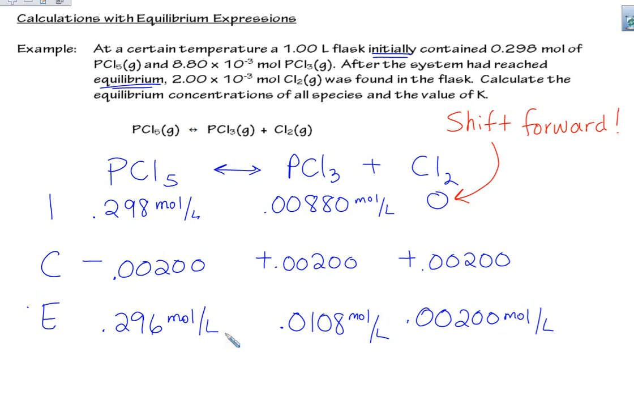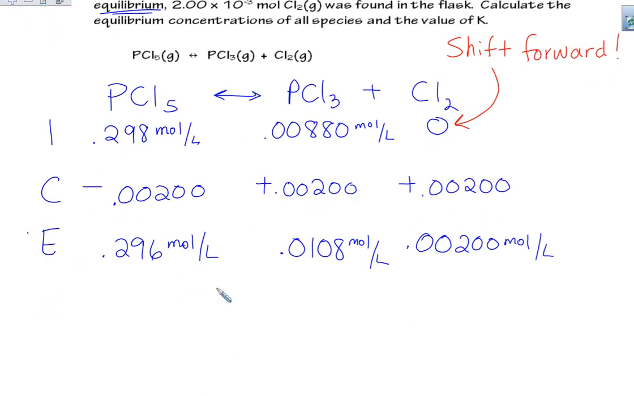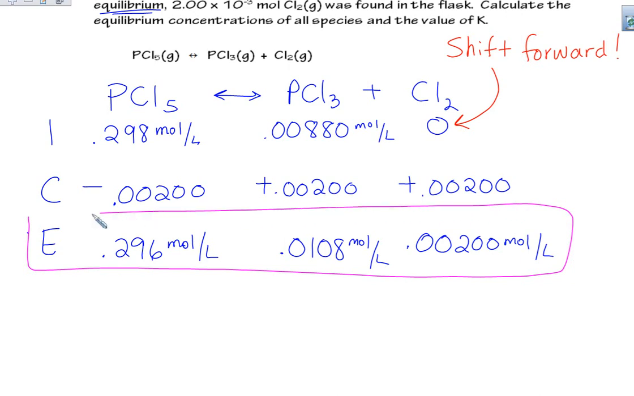Everybody shifts at the ratio in the balanced equation, 1-to-1s in this case. The products will go up by 0.002, and the reactant will go down. We've answered half of this question. The equilibrium concentration of all species, there they are. E stands for equilibrium. So the last thing they want then is the value of K.